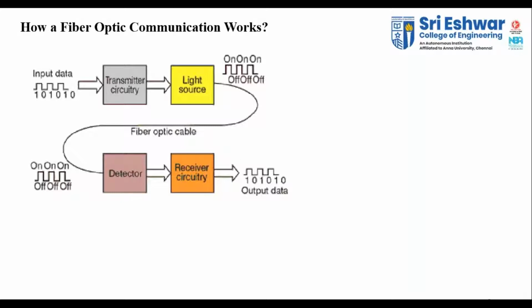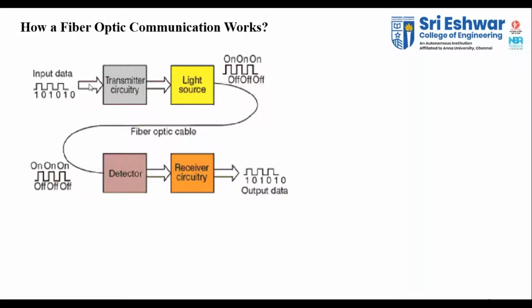LED and laser. Generally, we prefer an LED, light emitting diode, or a laser as the light source. So this is for your transmitter. Within the transmitter, we connect the light sources. The light source is nothing but a light emitting diode or laser diode. In the case of short distances and low power applications, we prefer a light emitting diode. In the case of long distances and high power applications, we prefer a laser. Then there are the detectors.